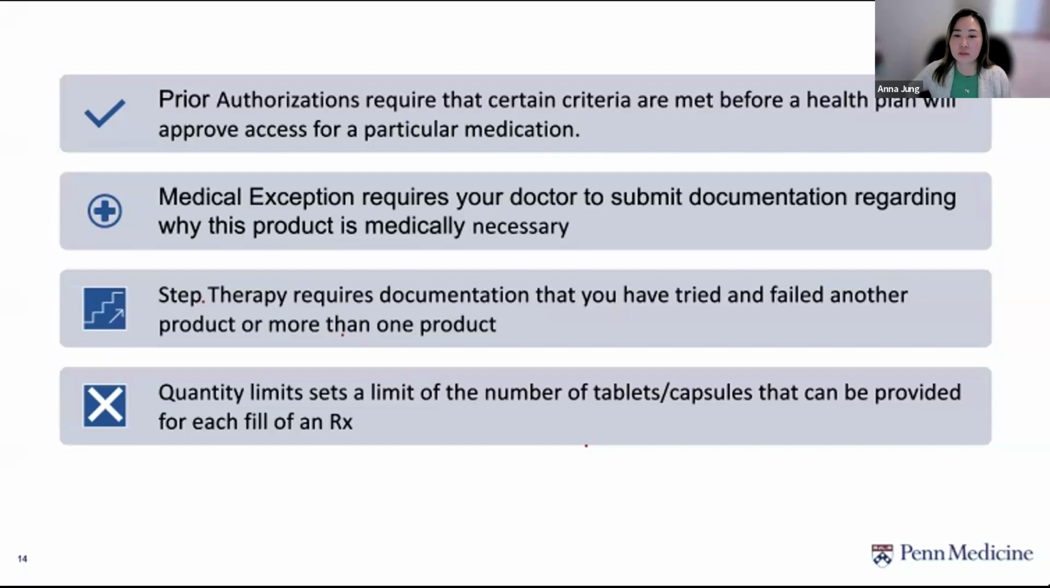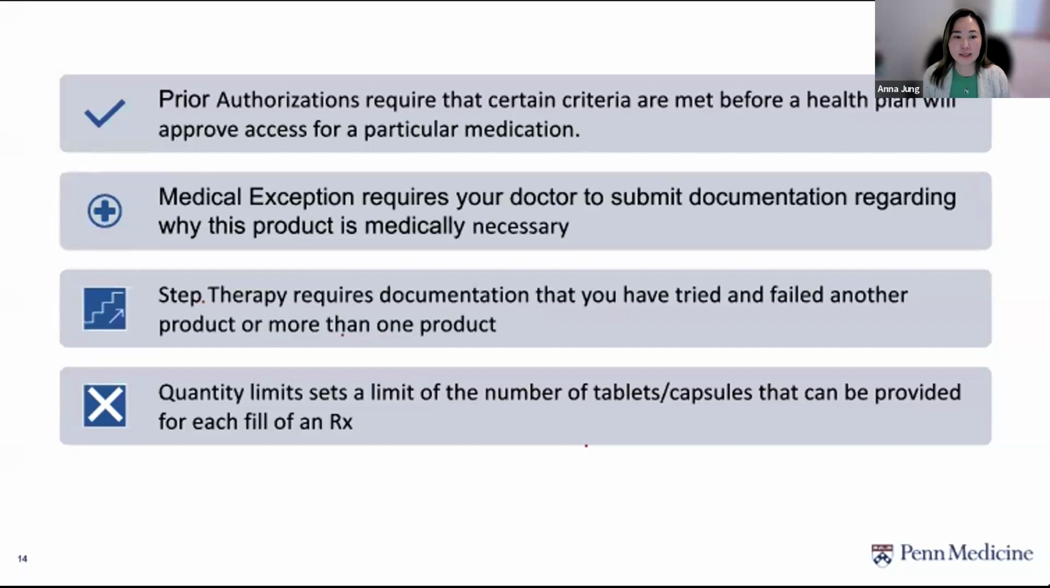The next one is step therapy, and this is very common for insurance plans to require a trial and failure of a drug before you are able to receive the more expensive drug. And that usually requires documentation in the charts to say, for example, you've tried 2 of their formulary agents before you can receive the one that perhaps your prescriber has prescribed for you.